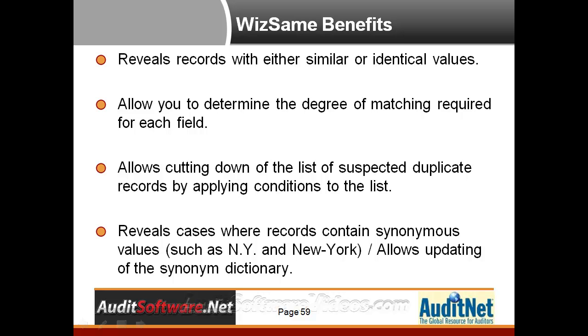You can actually change the degree of matching, so you can have it be pretty much identical, or you can change it to whatever you'd like. And you can also cut down on the final set of duplicates or matched items by applying conditions to the list. It also has a synonym directory or dictionary that you can change. So NY is New York, RD is road. It'll actually make that change to the data as it's going to see if that helps in doing any of the matching. So it's a really interesting product. Again, very unique focus.